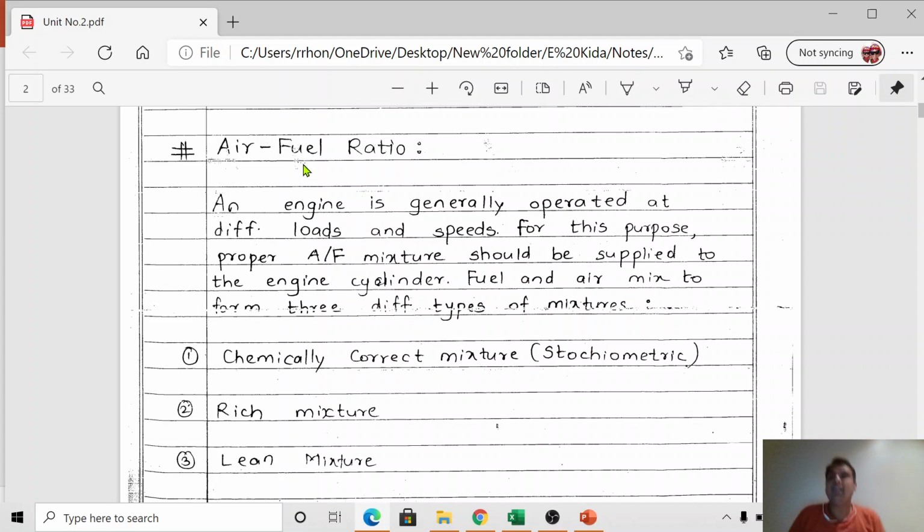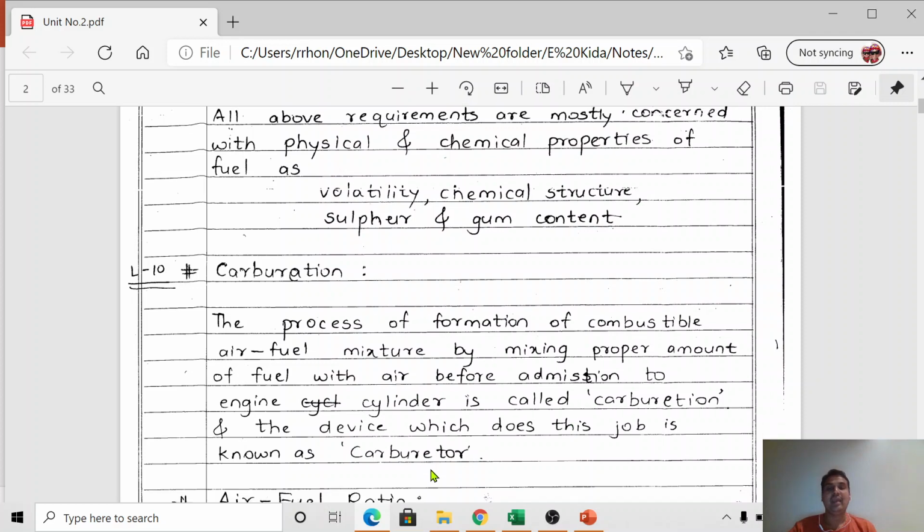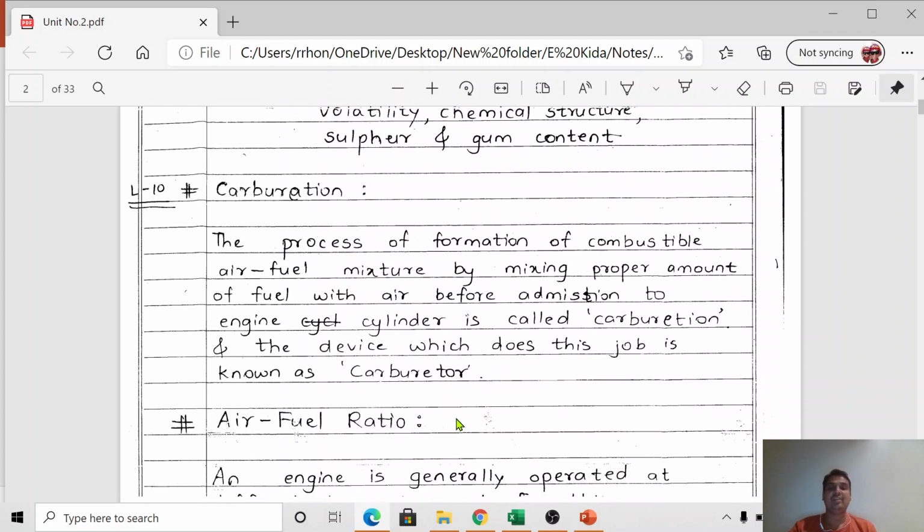Now we understood the meaning of the process of carburation. What do you mean by the carburetor? Carburation is nothing but the process of mixing air and fuel before supplying it to the engine cylinder. That process of mixing the combustible mixture before supplying to the engine cylinder is called the carburation process, and the device which does this job is called a carburetor, as we discussed in the last video itself.